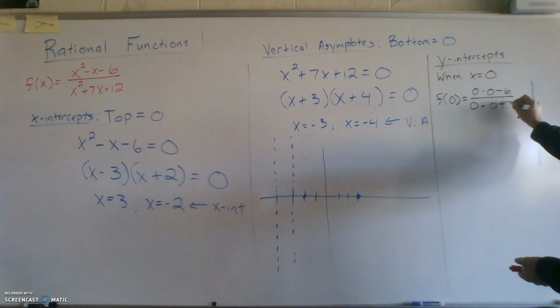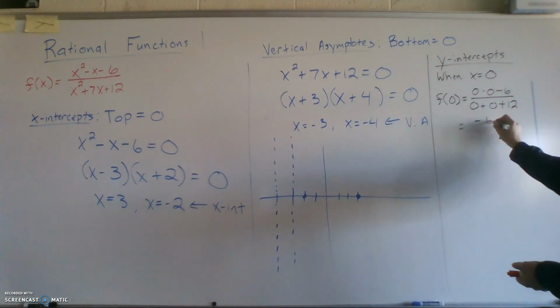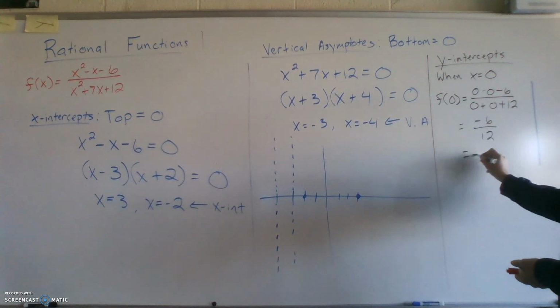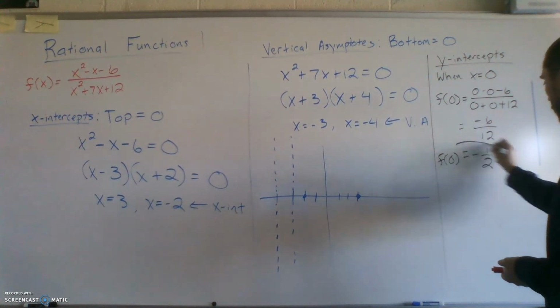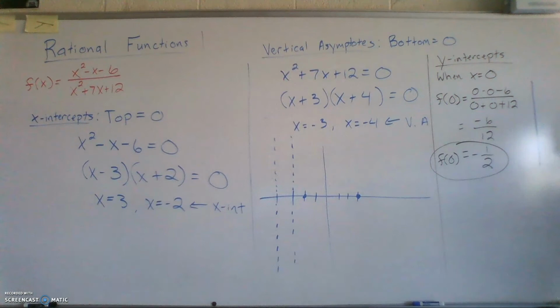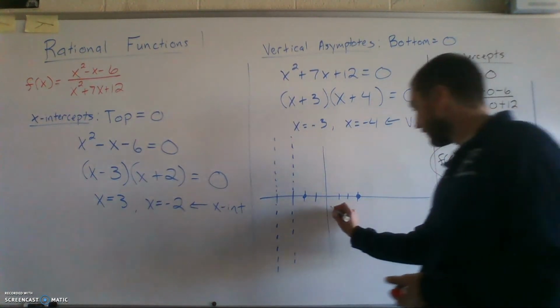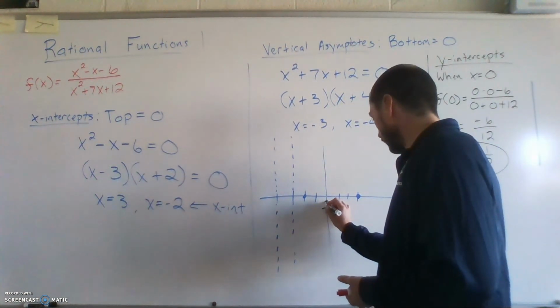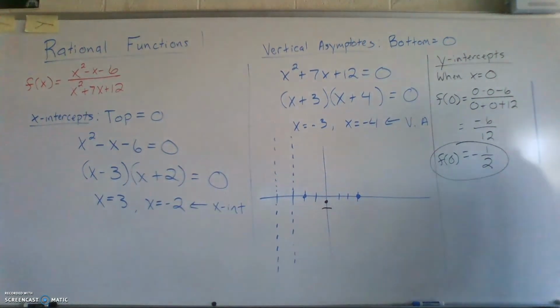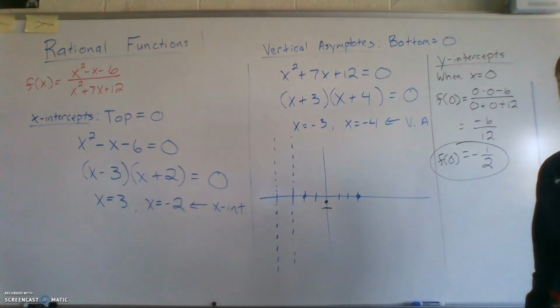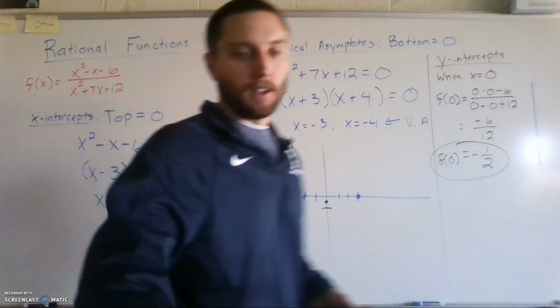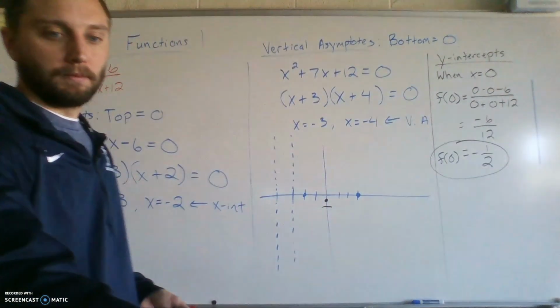So 0 minus 0 minus 6 over 0 plus 0 plus 12. So I get -6 over 12, which equals -1/2. So my y-intercept is -1/2. Okay, cool. So now I have all of these good points to work with, and in the next video we'll talk about how to graph this. So I'm going to pause and do one more example.